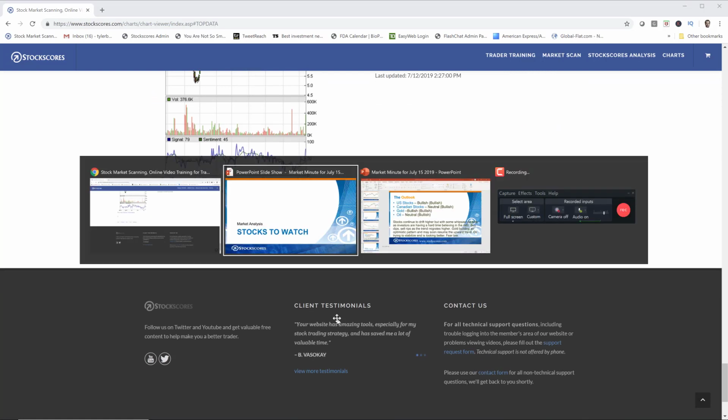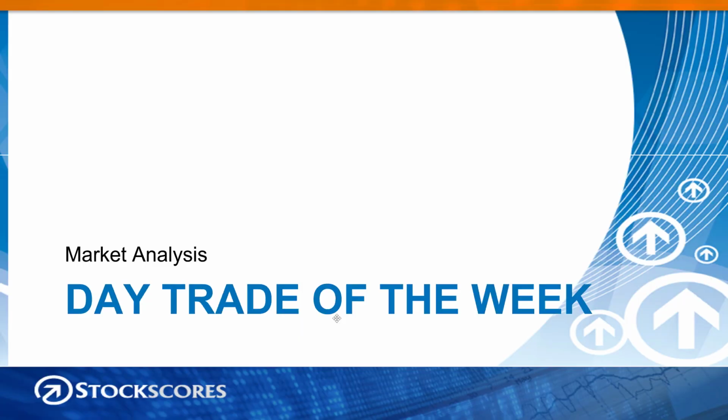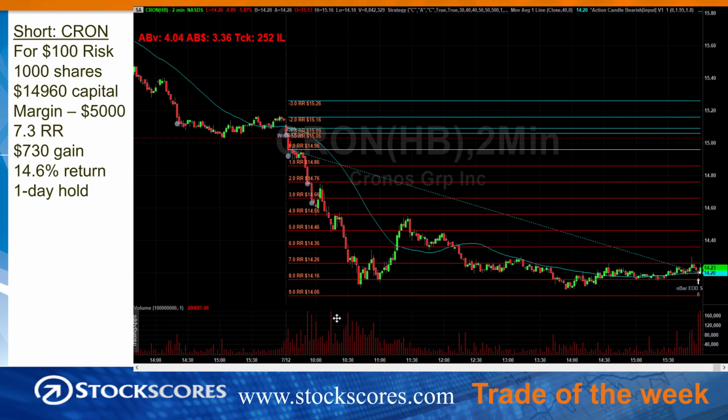All right, so let's get back to the presentation and talk about the day trade of the week. This is more of an example of the kind of things that I look for, the kind of stocks that I day trade, an educational thing. Obviously, we can't do anything on these now. These were trades from the past week.